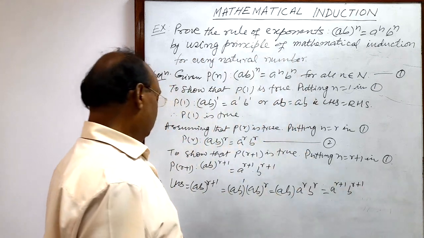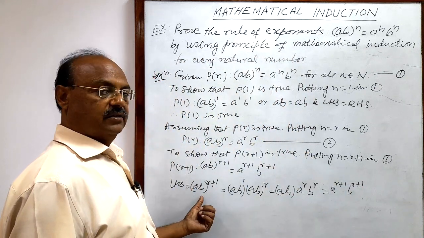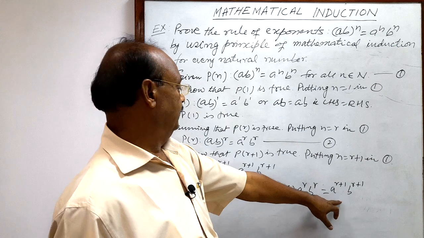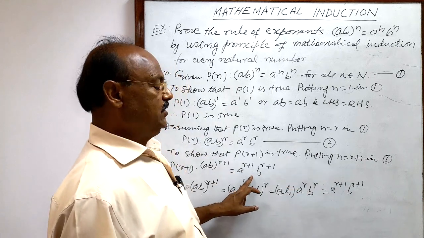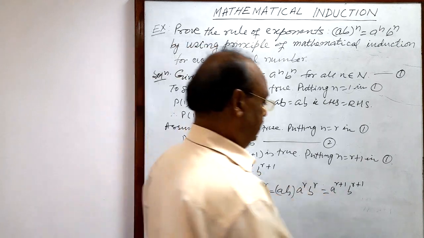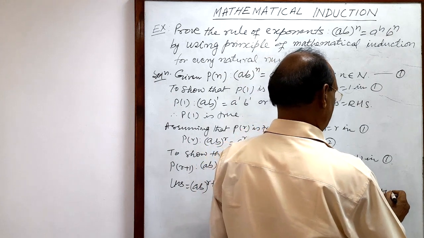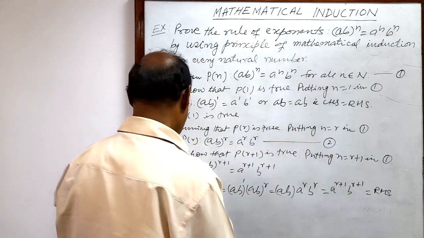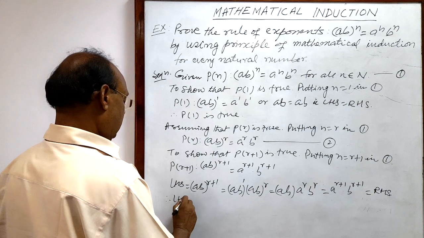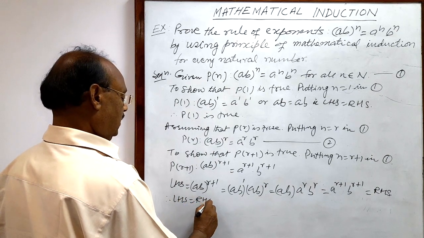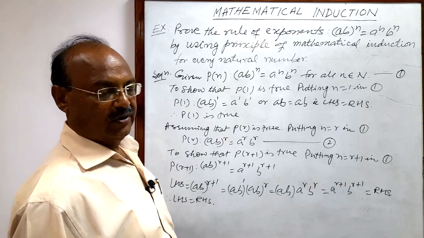So you see, we have started with LHS and we are coming to the RHS. RHS is this much, so we are coming to the right hand side. Therefore LHS is equal to RHS. That's all about this solution.